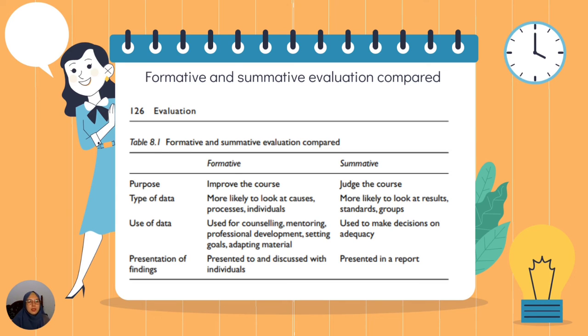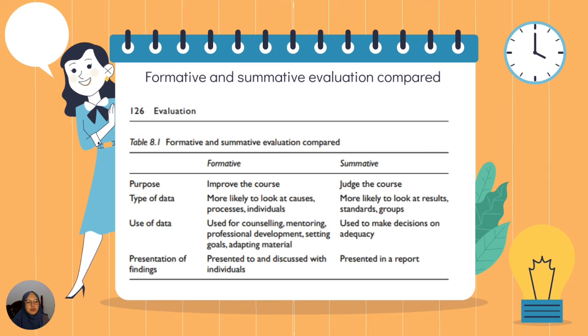So this is table 8.1. It's about comparing formative and summative evaluation. From this table, we can compare four things. The first is the purpose, type of data, use of data, and presentation of findings. Based on the purpose, formative evaluation can improve the course, while summative evaluation can judge the course. And about the type of data, formative evaluation is more likely to look at causes, processes, and individuals, while summative is more likely to look at results, standards, and groups.